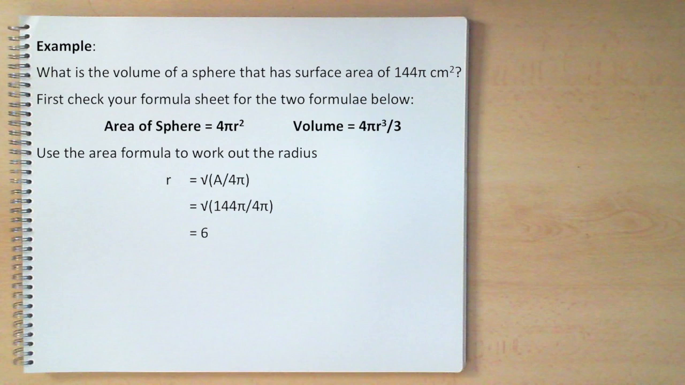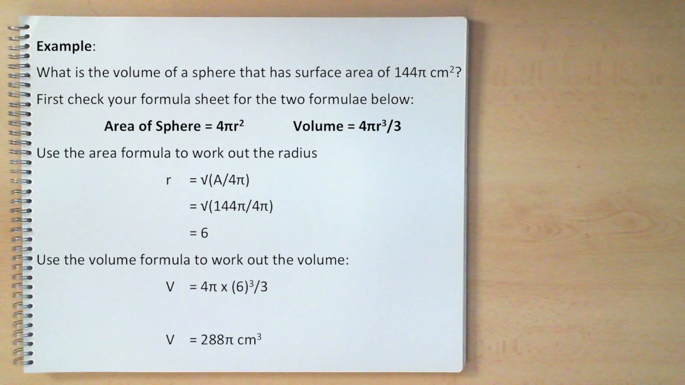Now we can use this value in the formula for the volume of the sphere. So the volume of the sphere is 4 pi r cubed divided by 3. So if we take our value of r, which is 6, put it into that formula, we get 4 pi times 6 cubed divided by 3. We can either plug that straight into the calculator or do a little bit of cancelling, and we end up with a result there that is 288 pi centimeters cubed.